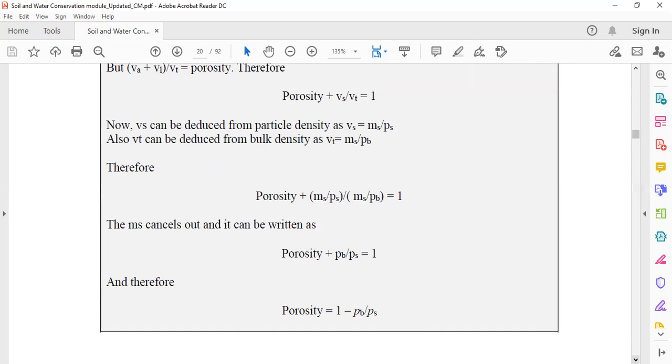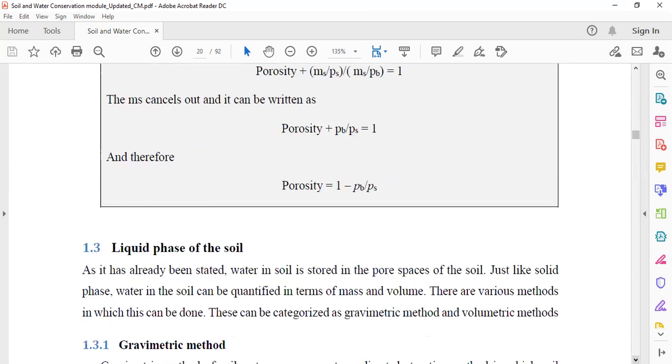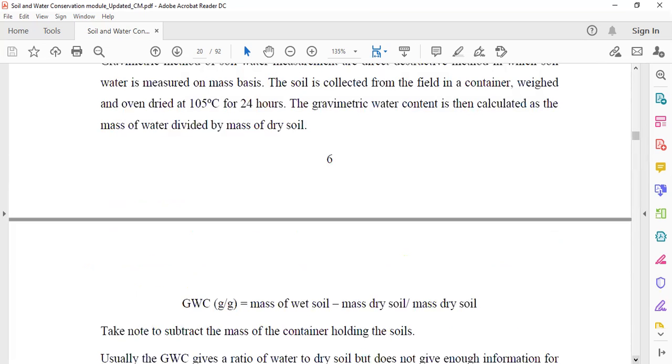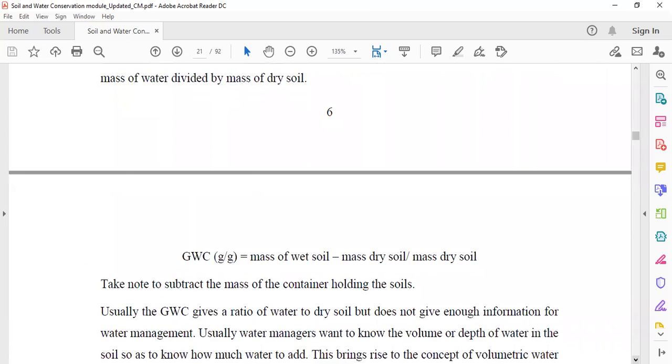This is just to help us understand why we can calculate porosity using that formula.